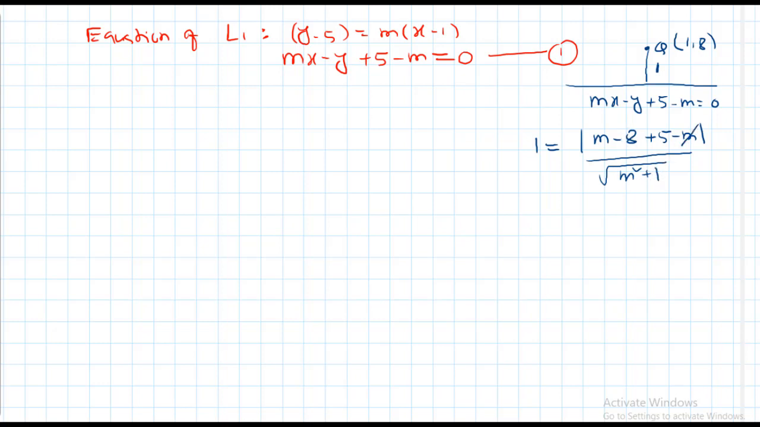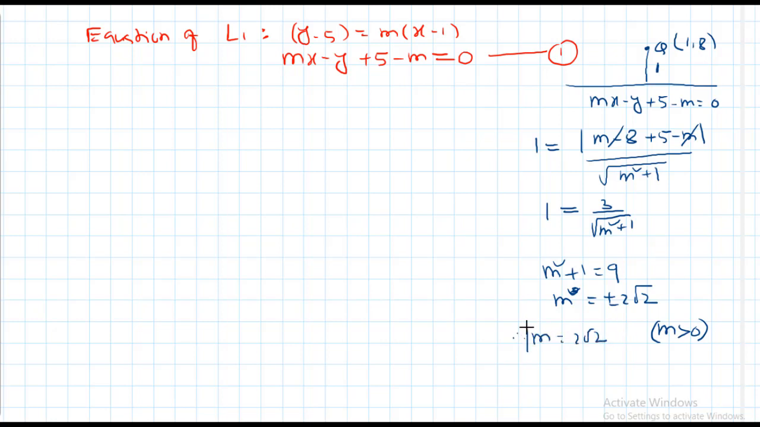Here m gets canceled. 1 equal to minus 8 plus 5 means 3, Nana. Modulus of minus 3, 3 only. 3 by root over m square plus 1, or m square plus 1 equal to 9, or m square equal to plus or minus 2 root 2. Sorry, m equal to, not m square, m equal to plus or minus 2 root 2. But already given m is positive in the problem only. That's why I can take m equal to 2 root 2.